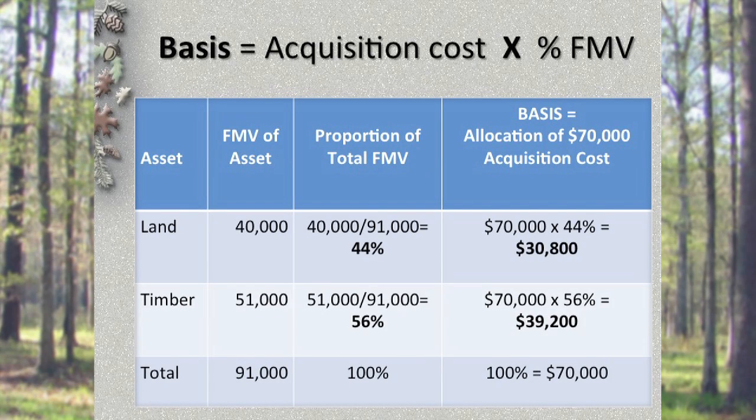$40,000 in the land out of 91 total is 44% of the fair market value. That percent is going to be used to allocate basis in the land. So 44% of $70,000, the acquisition cost, gives you a basis of $30,800 in the land. Timber represents 56% of the total value of this piece of property. 56% of $70,000 is $39,200. So this is how you allocate the acquisition cost based on a percent of fair market value to determine basis.